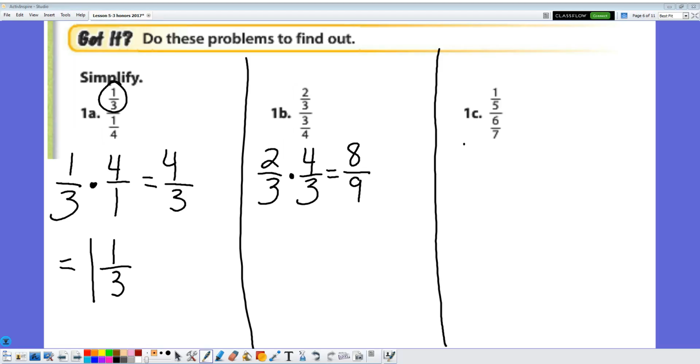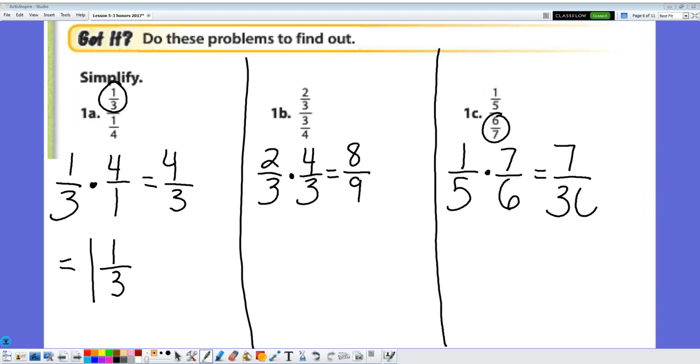Okay, again with C, I'm going to keep the numerator. I change the division, or my fraction bar, into multiplication, and I write the reciprocal of 6/7, which is 7/6. 1 times 7 would be 7. 5 times 6 would be 30. And since I cannot simplify 7/30, my answer will be 7/30.